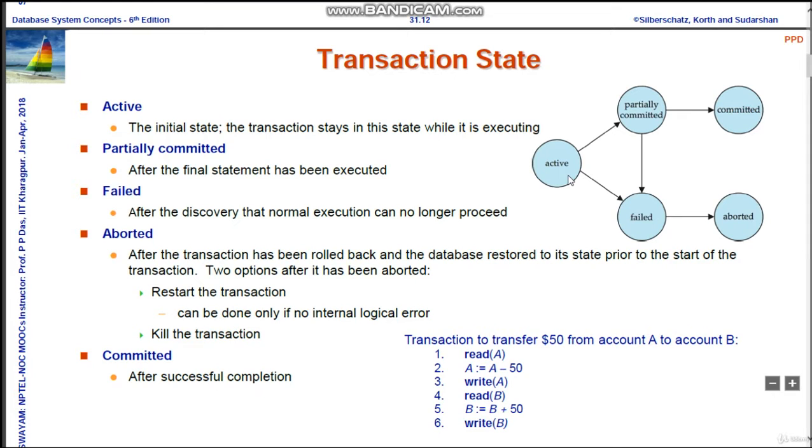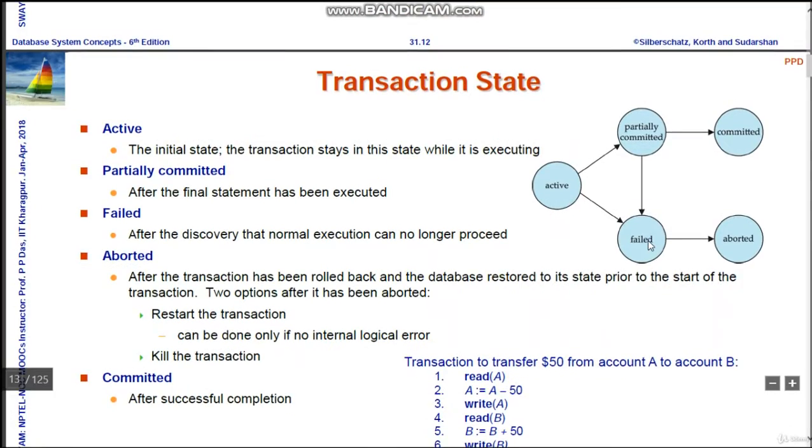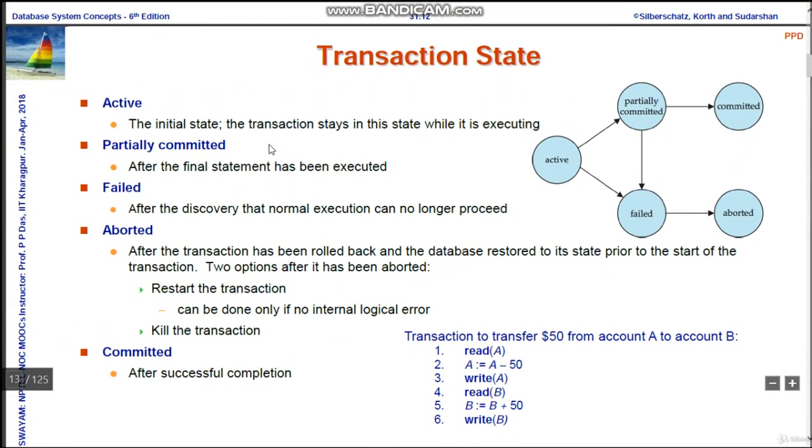Okay, active state, partially committed, committed. From partially committed, we can go into failed, and from active to failed, and after that aborted. So, what is it? Okay, so understand first. You can see the initial state. The transaction stays in this state while it's executing.